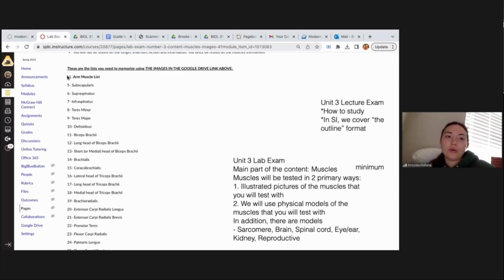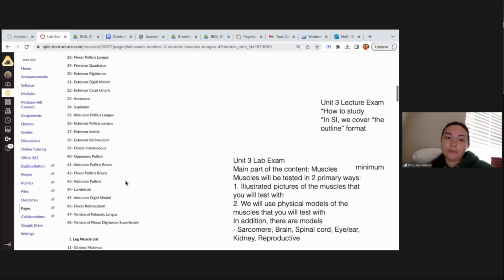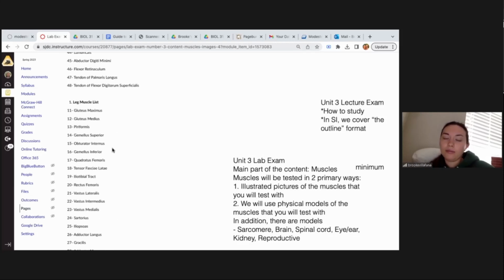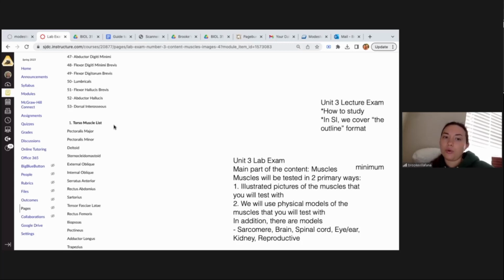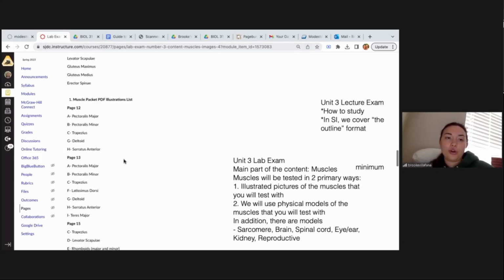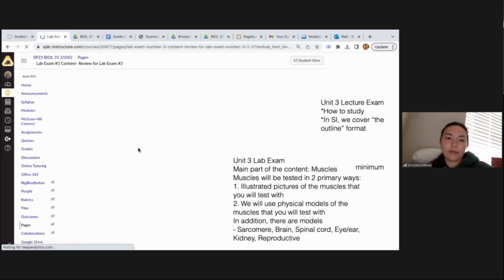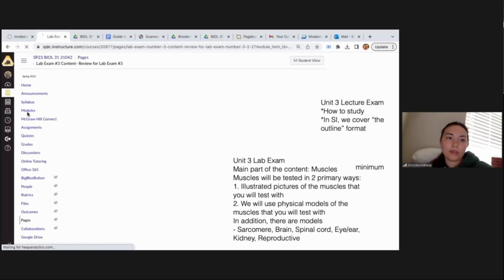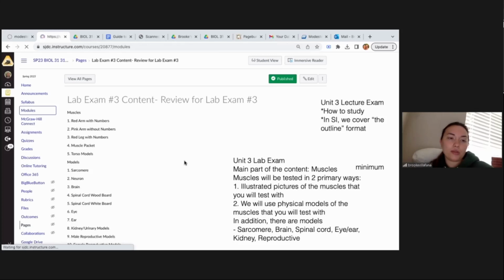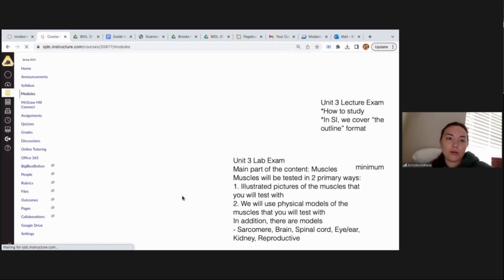What we're going to be doing is learning an arm and a leg, and then we're also going to learn the torso. So arm, leg, torso. That's how we break up the different muscles. You're also, like I said, going to be tested on illustrations, and I'll show you those as well. Any questions so far before I pull up this stuff? I'm going to show you where to find your muscle packet as well.